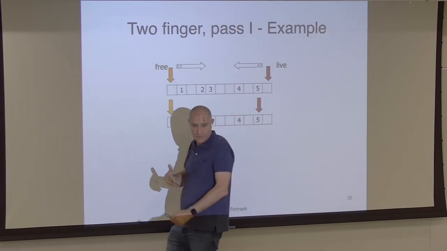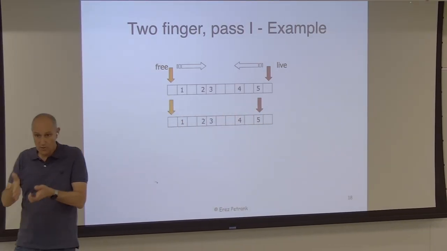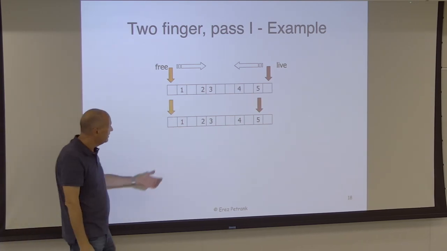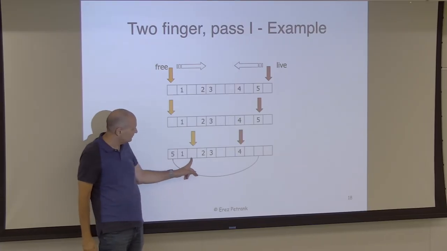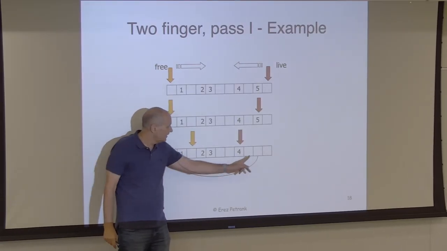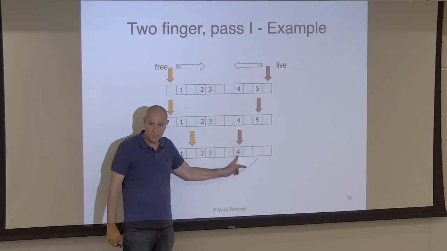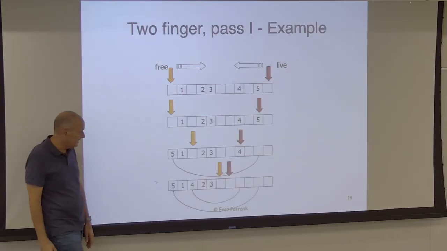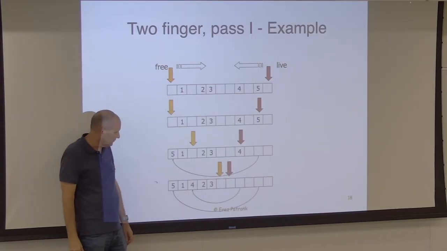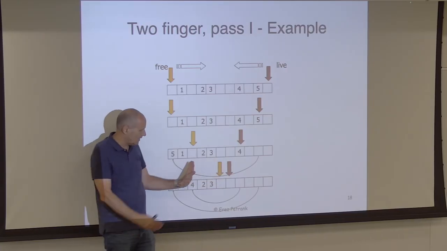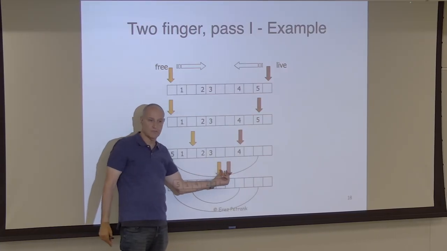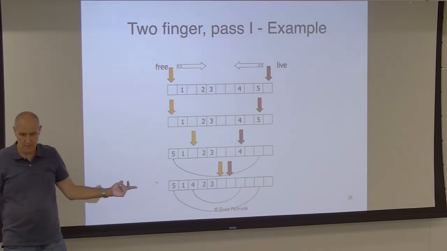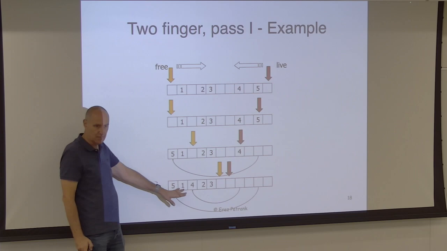Since all objects are of the same size, it's always the case that in the free space I can put the live thing that I found. So I switch it and then I go on for the next free spot here and the next live spot here. Here I found it, and then I switch again. I put the live thing in the hole that I found here. Basically now I go on searching and these 2 fingers meet. When they meet, I know that I'm done with the first phase. I've compacted all the objects to the beginning.